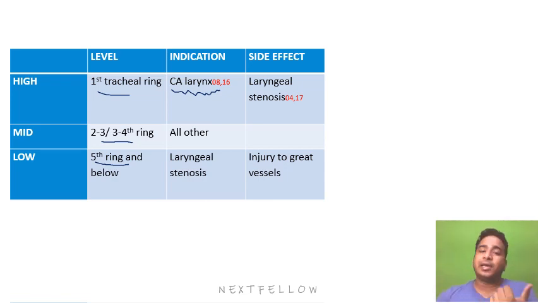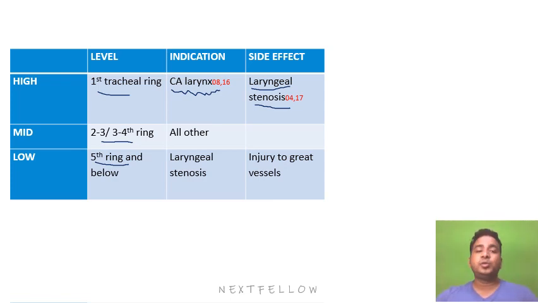What is the side effect? Again, the laryngeal stenosis. Again, the examination point. It has been asked 2 times. What is the cause of the laryngeal stenosis in high tracheostomy? I told you, the first tracheal ring and the subglottic area are the narrowest part. So any edema or any inflammation will lead to the stenosis.